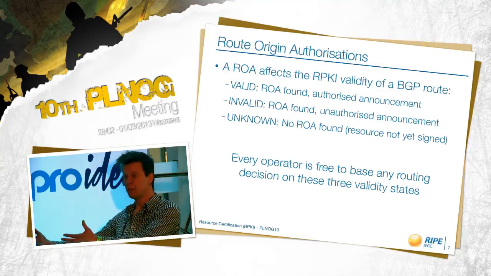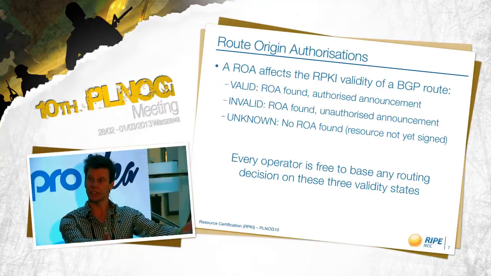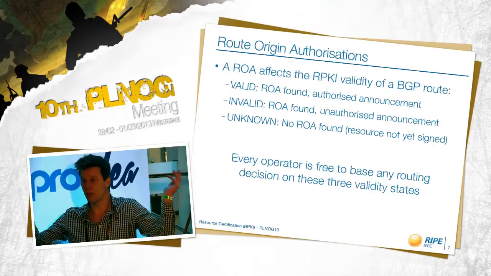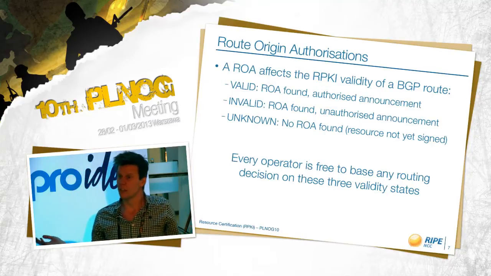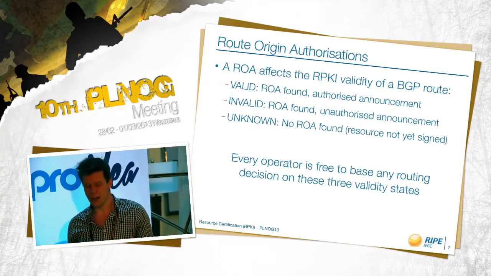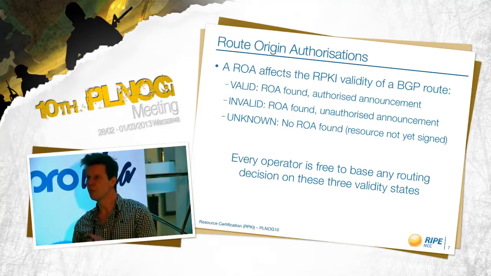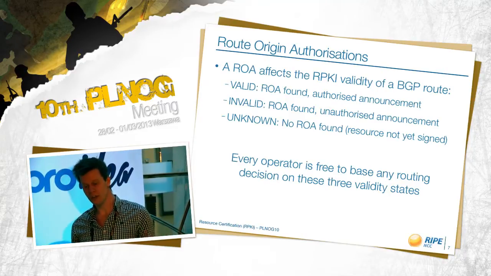So you have a BGP announcement, you look in the ROA dataset, in the repository, and you go, no, no statement. I don't know. So it's unknown. So those are the 3 states that you have, and every operator is completely free to base whatever routing decision that they want on these 3 states.